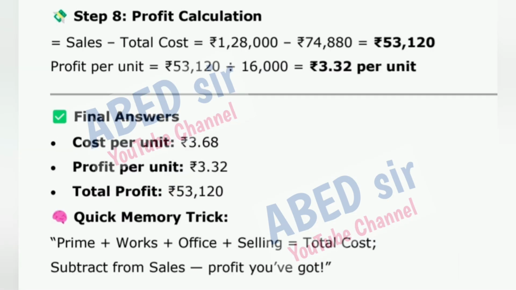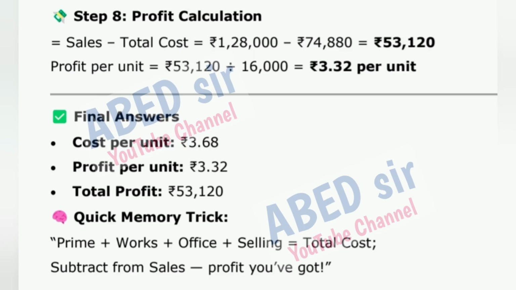Step 8. Profit calculation equals sales minus total cost, equals 1,28,000 rupees minus 74,880 rupees, equals 53,120 rupees. Profit per unit equals 53,120 rupees divided by 16,000, equals 3 rupees and 32 paise per unit.